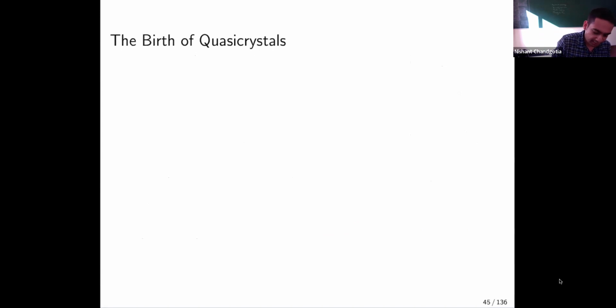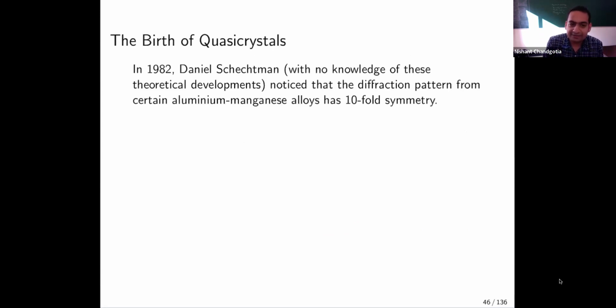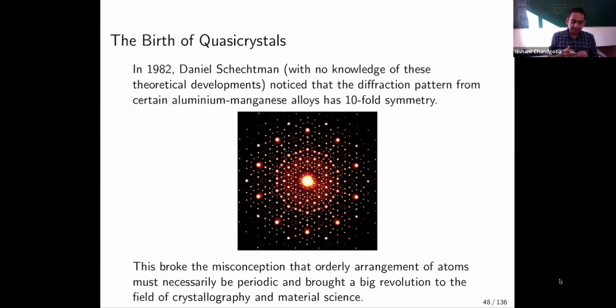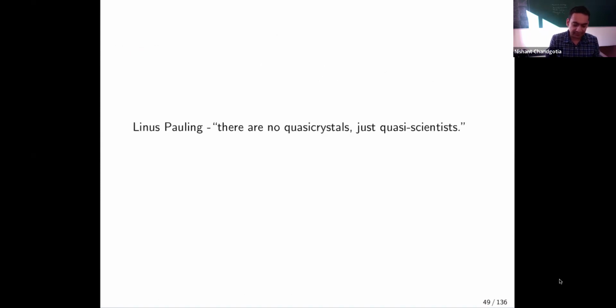However, in 1982, Daniel Shechtman, a chemist, with no knowledge of these theoretical developments, noticed that the diffraction pattern on certain alloys had 10-fold symmetry. And this fascinated him because this was completely against whatever was known back then. And this broke the misconception that an orderly arrangement of atoms necessarily has to be periodic. There was a big revolution in the field of crystallography, in material science, a completely different perspective.